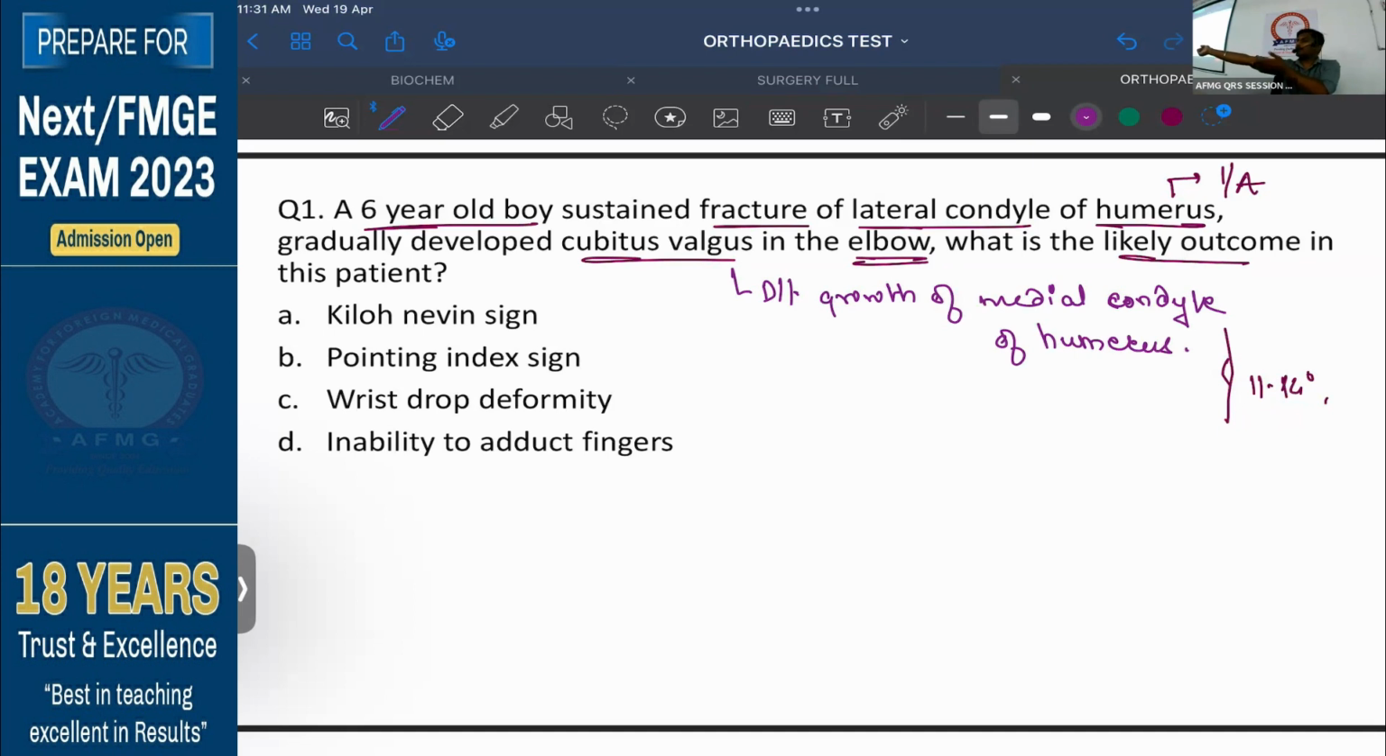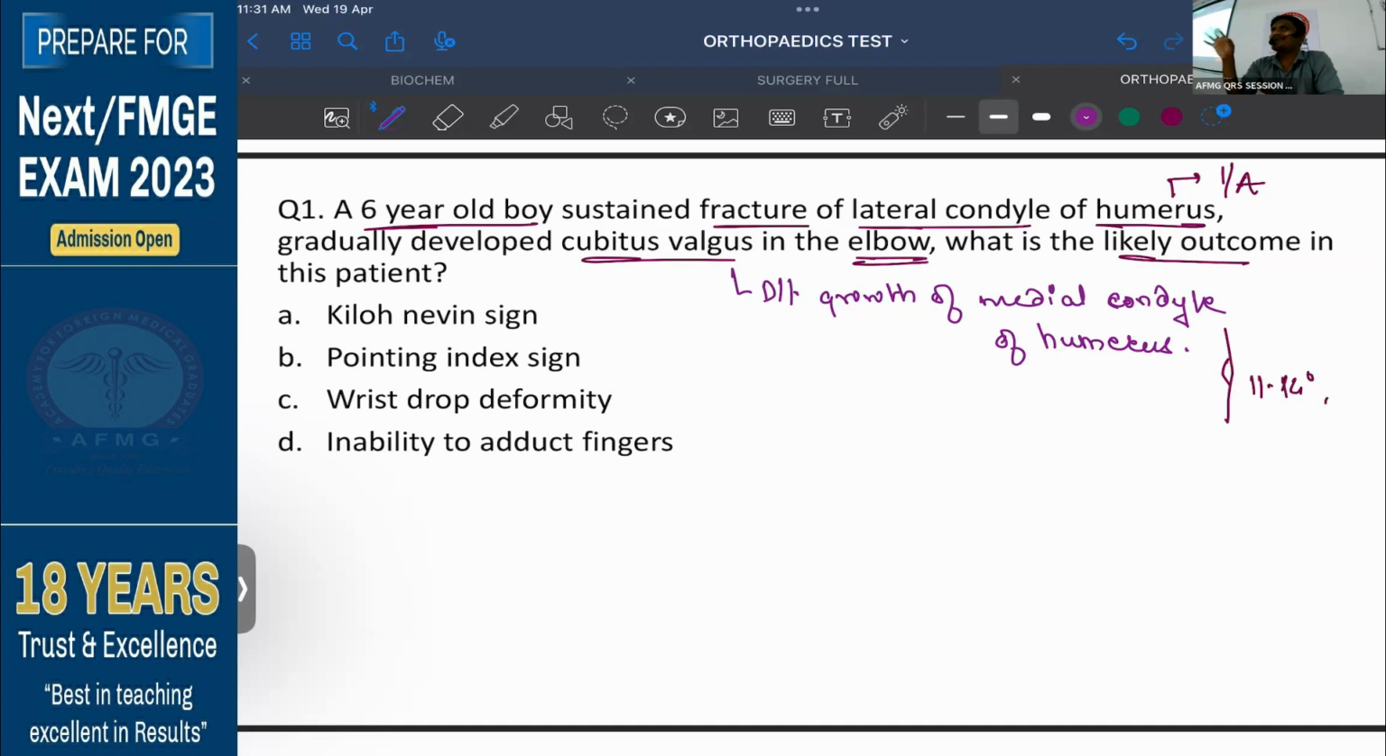The ulnar nerve passes behind the medial epicondyle of the humerus. What is happening here? There is growth of this medial condyle or medial epicondyle, due to which what will happen? Now this overgrowing medial epicondyle can compress the ulnar nerve, but will it compress a lot? It will not cause a sudden palsy, rather it will cause a gradual one, slowly.